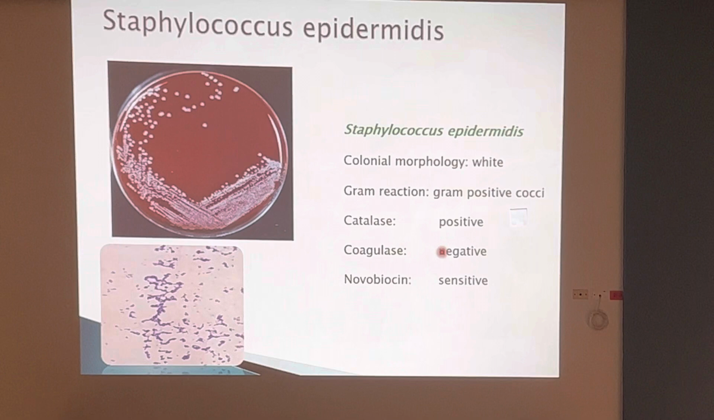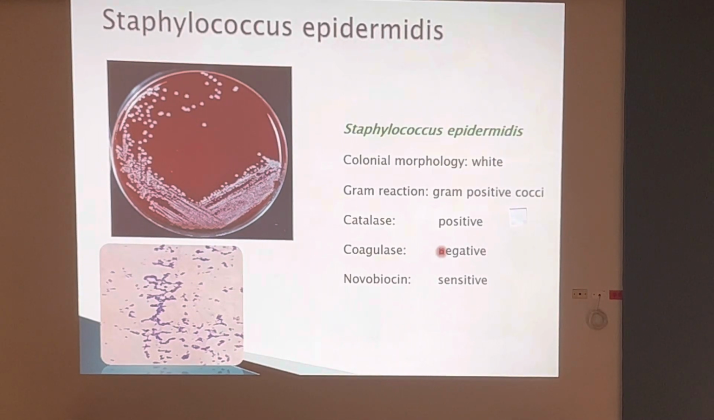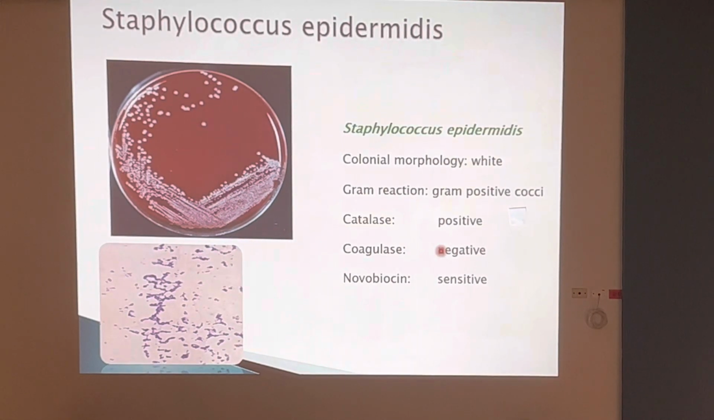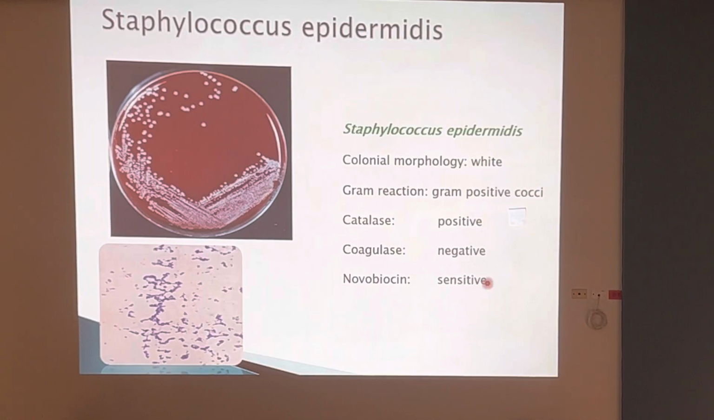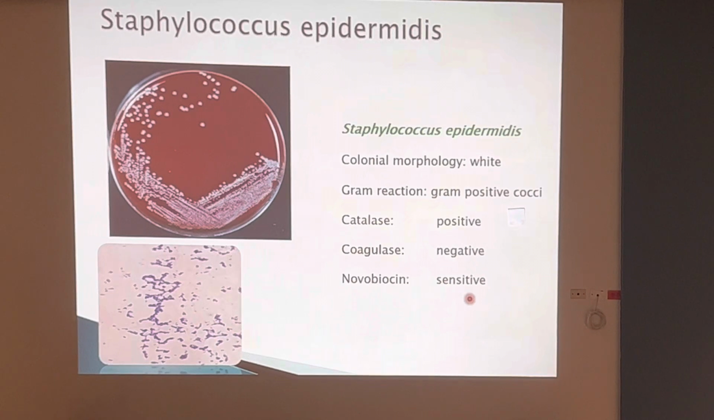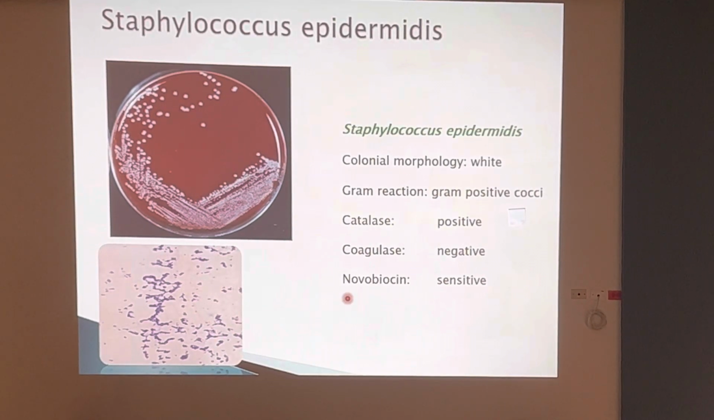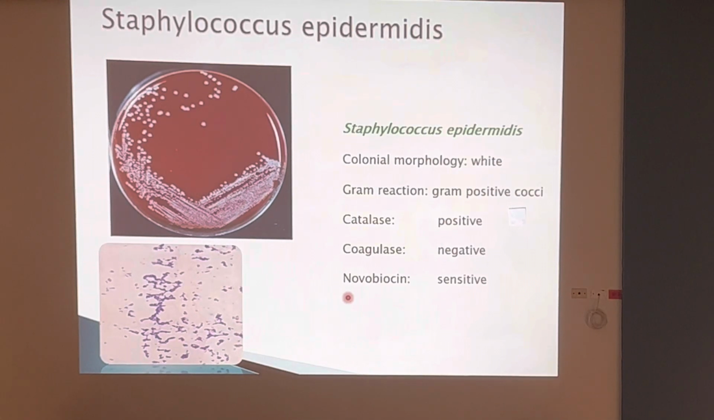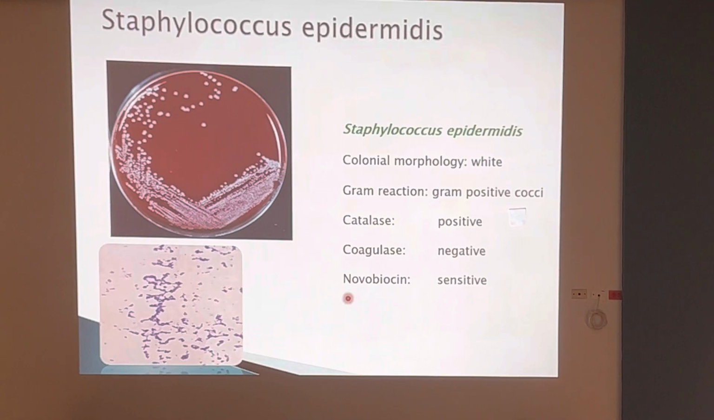And this means what? Excellent. It's not Staphylococcus aureus. It's either epidermidis or saprophyticus. We also do a novobiocin susceptibility, and we find that it is sensitive. Staphylococcus epidermidis is sensitive to novobiocin. Did we see any of that was sensitive to novobiocin before? Staph aureus, yes. Staph aureus is also susceptible to novobiocin. But we won't get confused because Staph aureus is coagulase positive, while Staph epidermidis is coagulase negative.